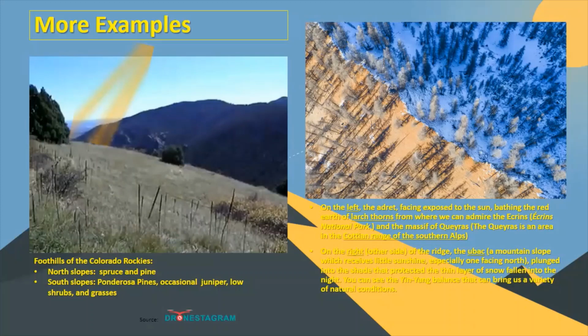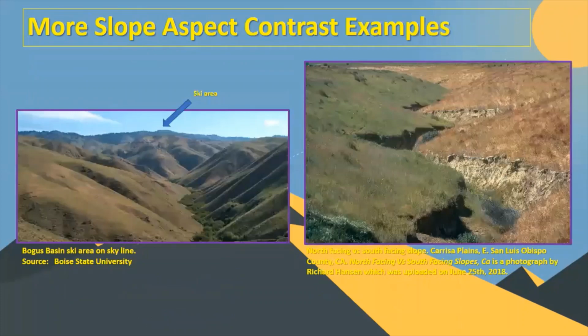And we see that this is in a national park, the Southern Alps, Codian Range. So on the right side of the ridge is what's called the upslope, the mountain slope. It receives little sunshine, and that one is especially facing north. And it's plunged into shade, and that shade protects that thin layer of snow into the night. And you can see that there's a balance then between these two things in terms of energy as it's expressed on the surface.